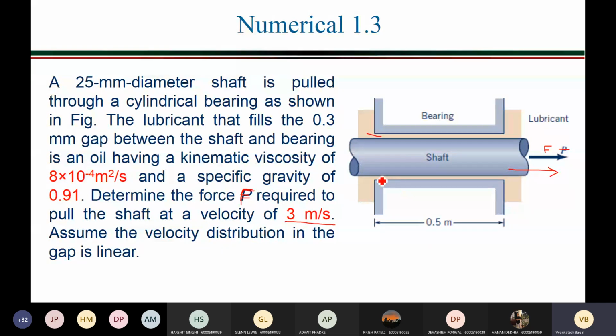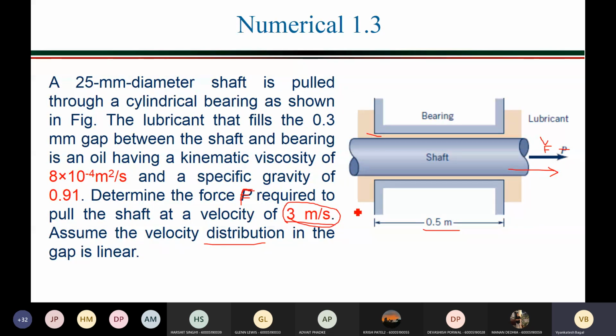The length of this sleeve is given, 0.5 meter. So what is asked is the force F required to pull this shaft at a velocity of 3 meter per second. And they have said to assume the velocity distribution in this gap is linear, right? So you can say that the top surface is fixed, and this surface is moving with a velocity of 3 meter per second, right?